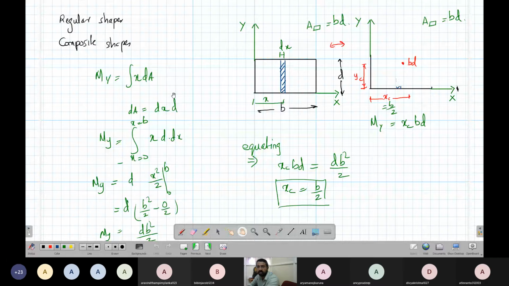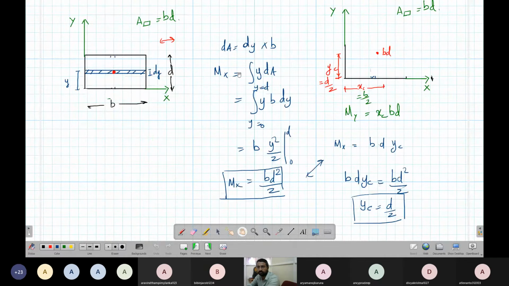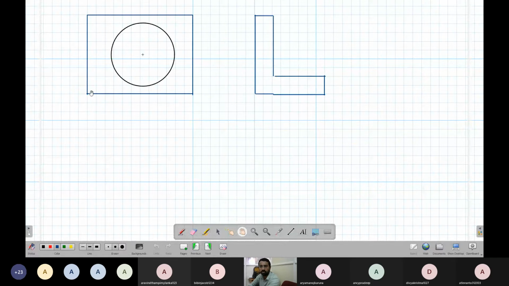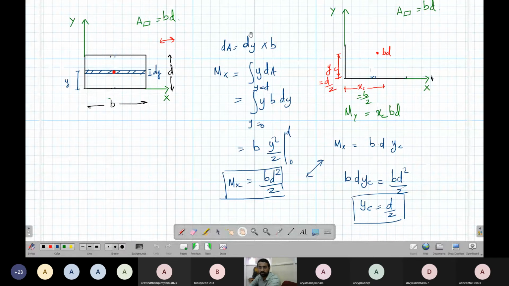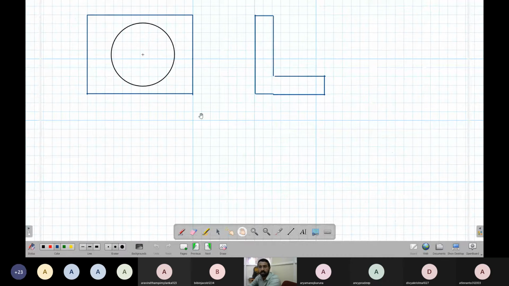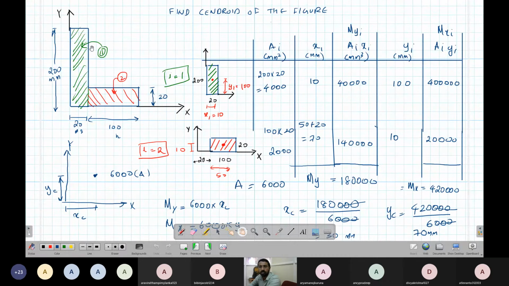Then we have seen for a rectangle how you find the centroid: b by 2 and d by 2. I also told you about the centroids of basic shapes. I have not sent that yet; later I will put it in the Teams chat. Then we know how to find the moment of area of composite sections.